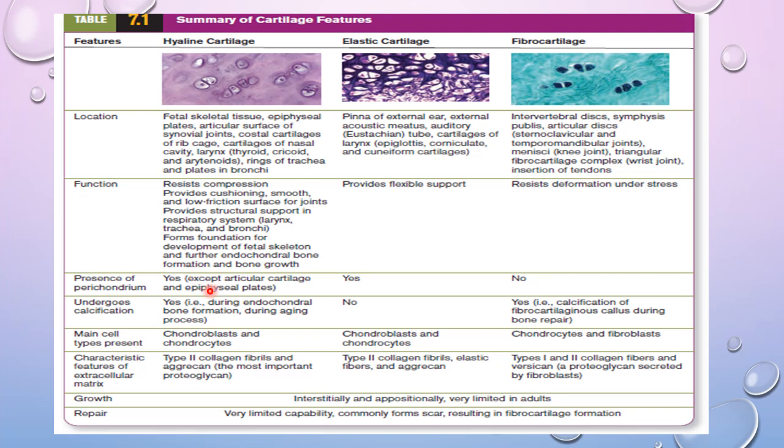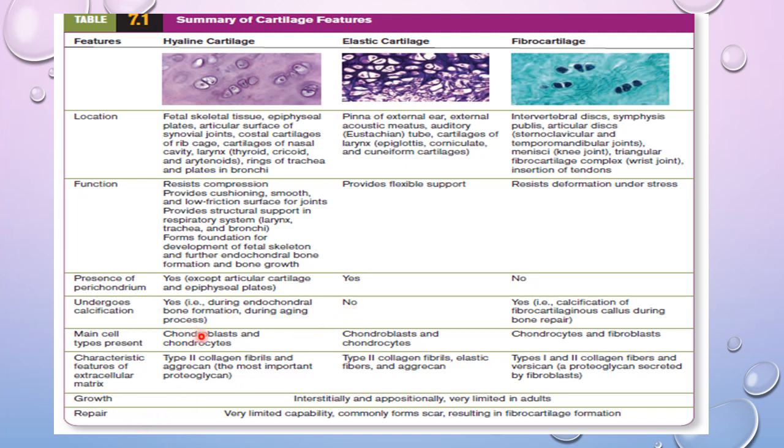So as we have discussed, the hyaline cartilage and the elastic cartilage possess the perichondrium, which is responsible to give them their nutrition. Except in the hyaline cartilage, the articular surfaces are devoid of the perichondrium. The fibrocartilage has no perichondrium. Now, the hyaline cartilage and the fibrocartilage undergo the process of calcification during the aging process, but the elastic cartilage does not show any signs of the calcification.